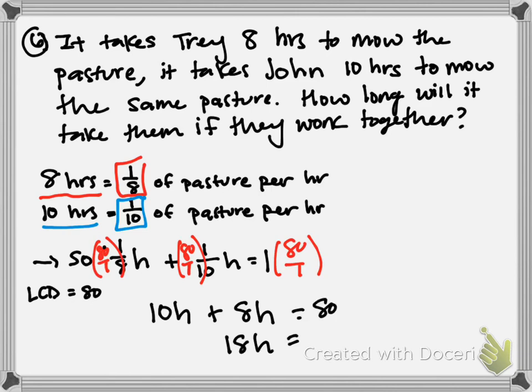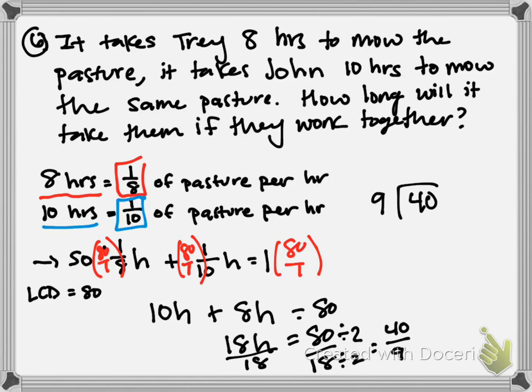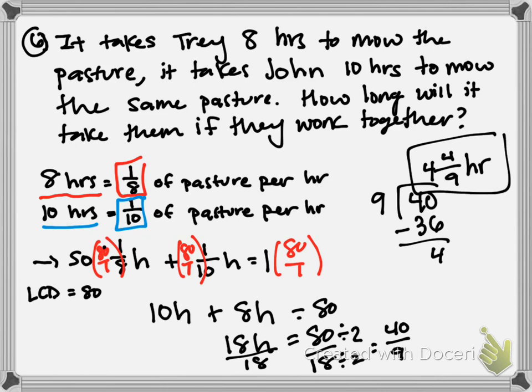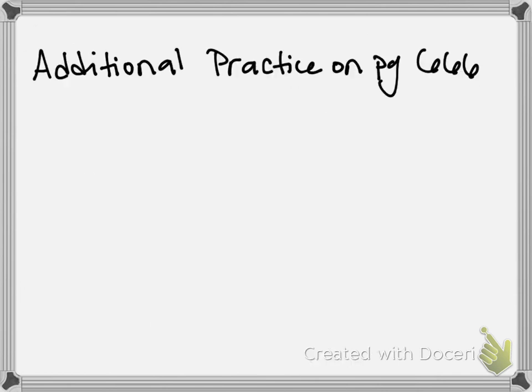So 18h equals 80. To solve for h, I divide by 18. So 80 divided by 18. So I'm going to reduce that first to make my life easier. If we divide them both by 2, we get 40 over 9, right? So 40 over 9. 9 goes into 40 4 times. Minus 36 is 4. So if they mow the pasture together, it will only take them 4 and 4/9 of an hour.